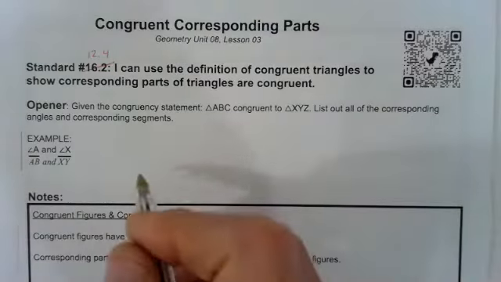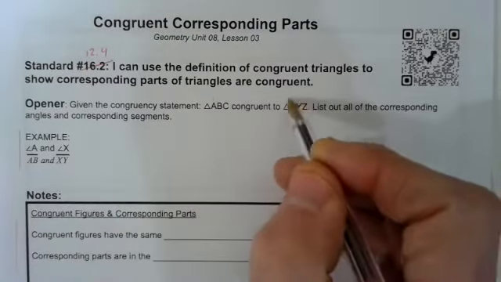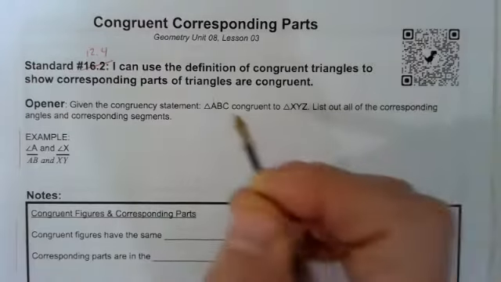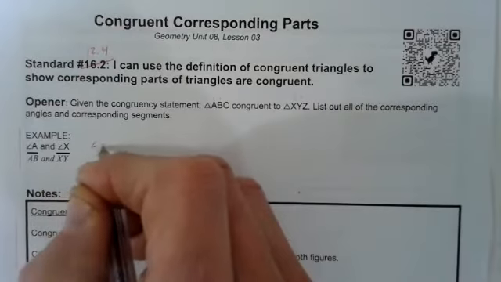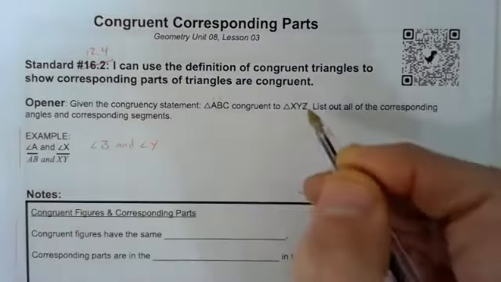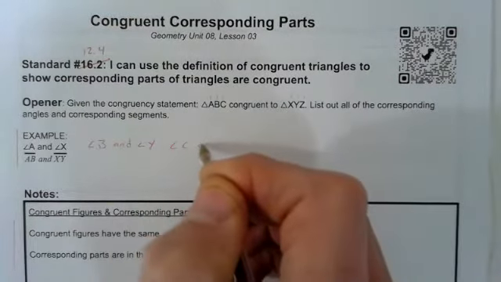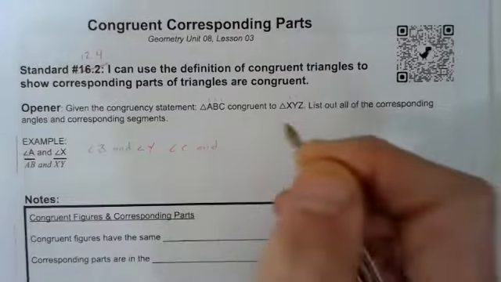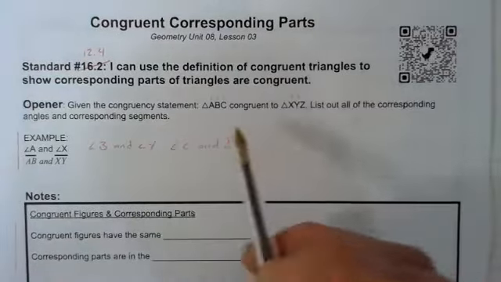Okay, so what we can do is we can see that angle A is going to match up with angle X based on the order. Angle B is going to match up with angle Y. And angle C is going to match up with angle Z. So we know those are going to match up with each other.